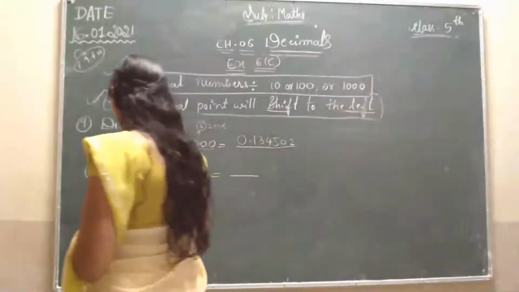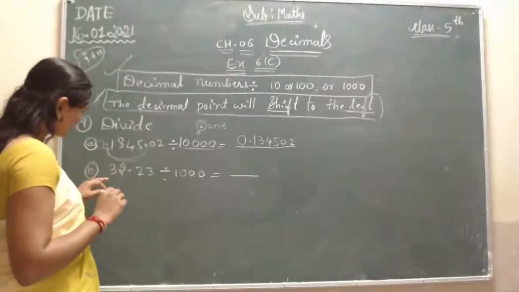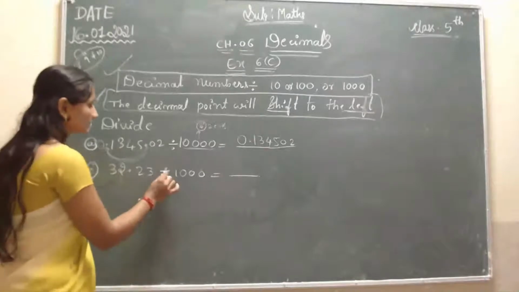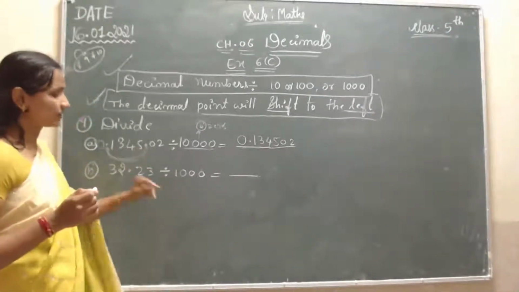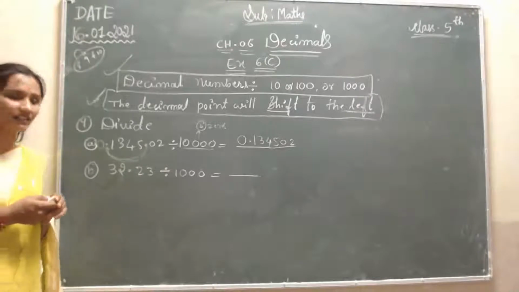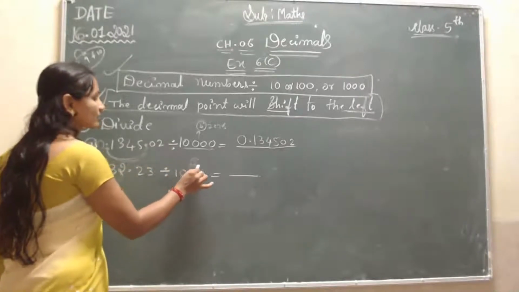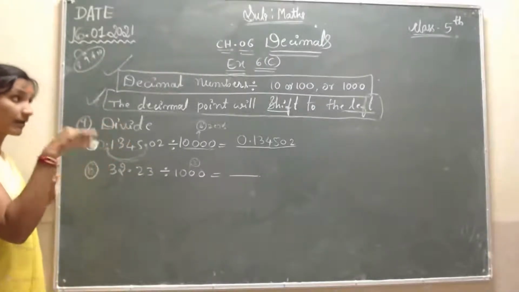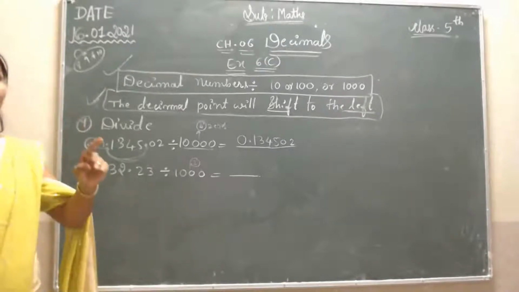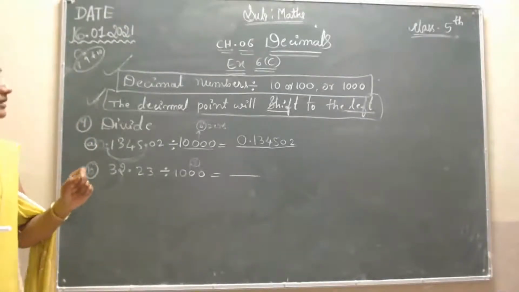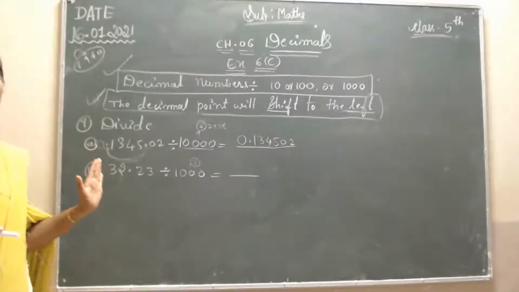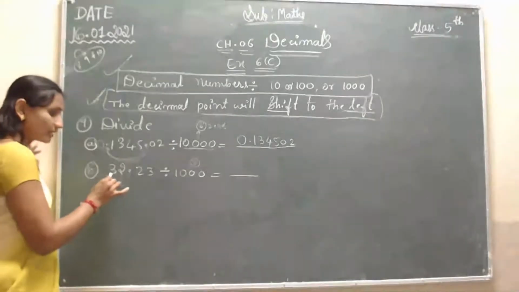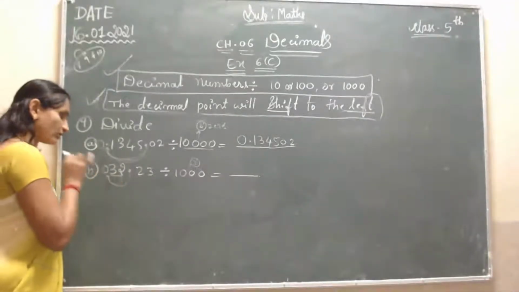Okay. So next, see students, 32.23 divided by thousands. Thousands is how many zeros? Thousands is 3 zeros. So see here, 3 zeros. This number, this point, how to divide? You already know dividing decimals by 10, 100, thousands means you shift the point to the left side. So here 3 zeros means you have to shift the point 3 places. Here only 2 numbers are given, so where not given you have to take zeros.